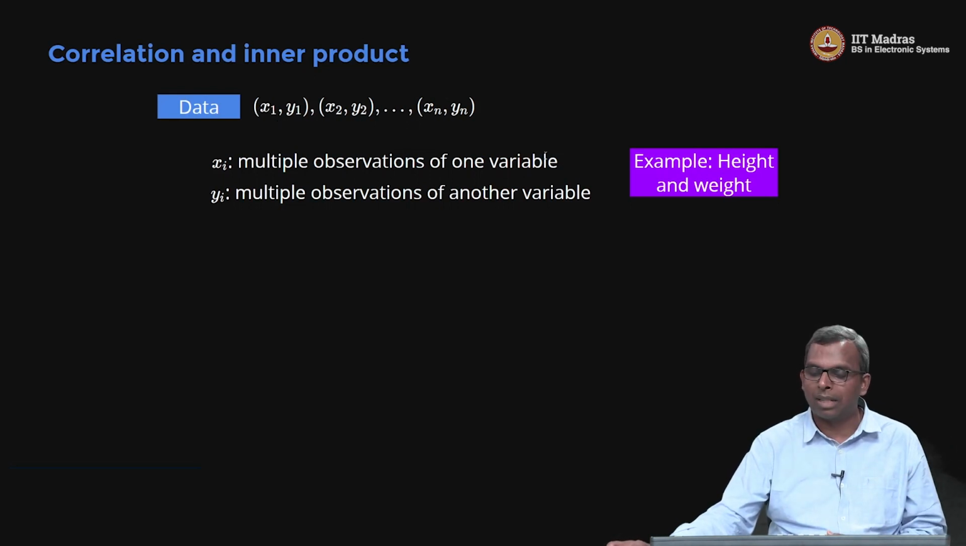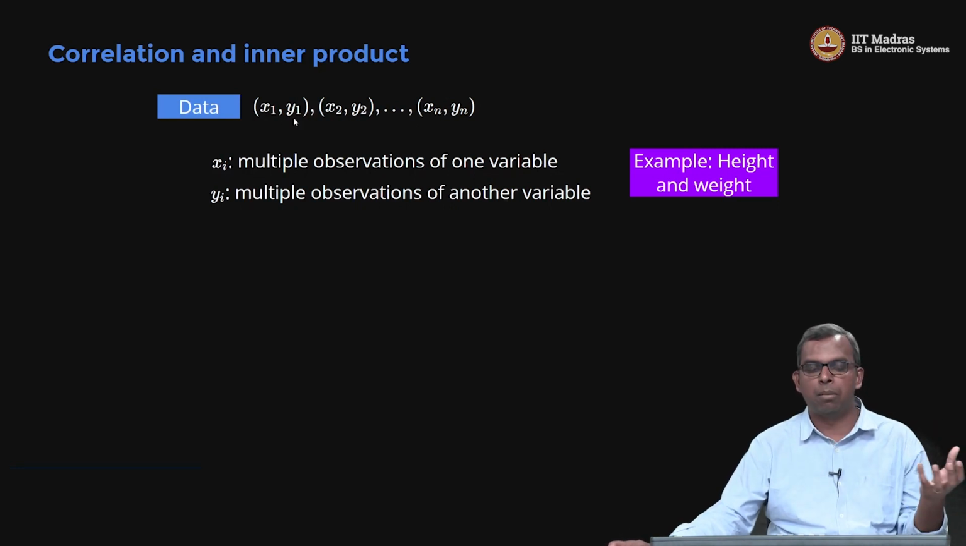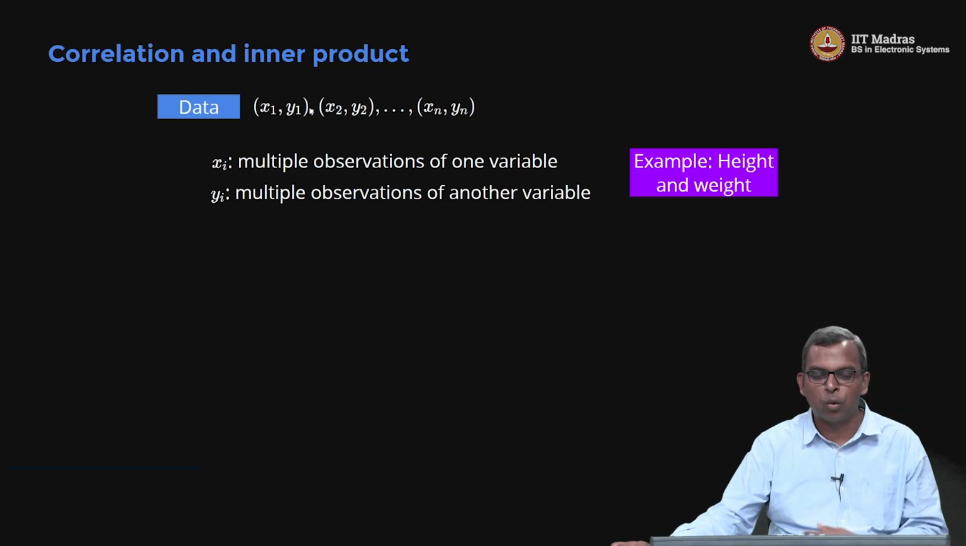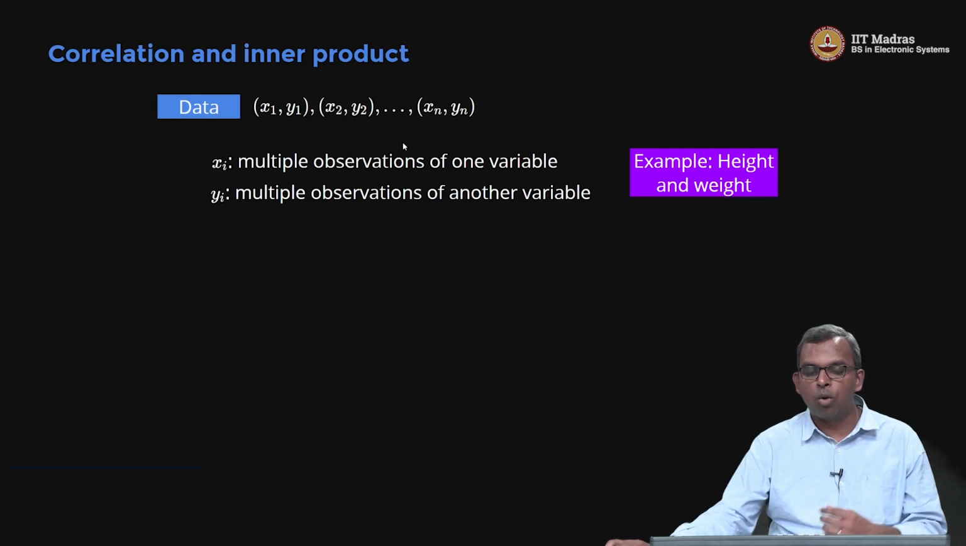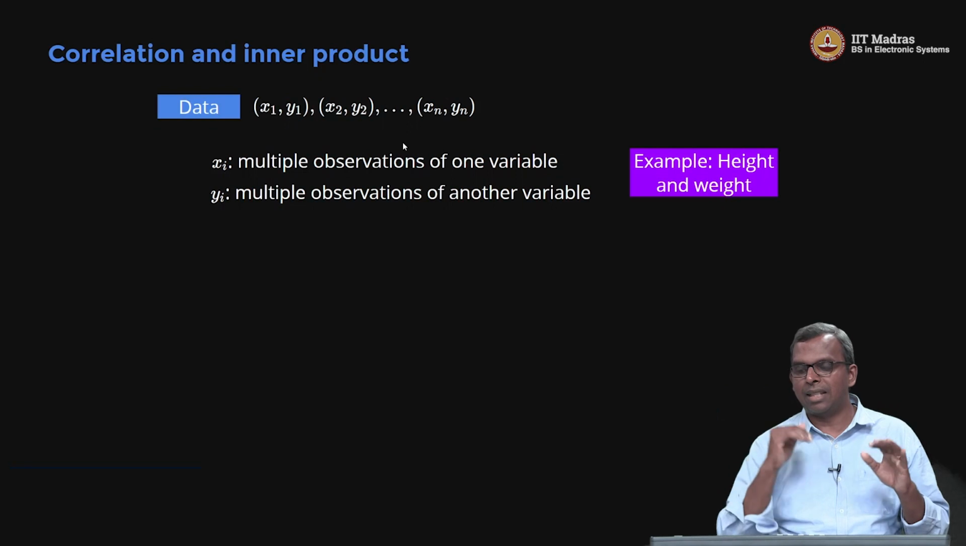For example, it could be height and weight. xi is multiple observations of one variable, yi is multiple observations of another variable, and x1 and y1 are observations of the variables for the same state or same person or same thing, same entity. Likewise, I have observed n such values xi, yi. I have this data. Now, how do I think about the correlation between the xi's and the yi's?